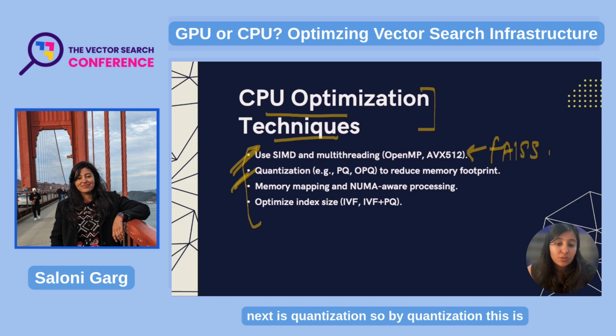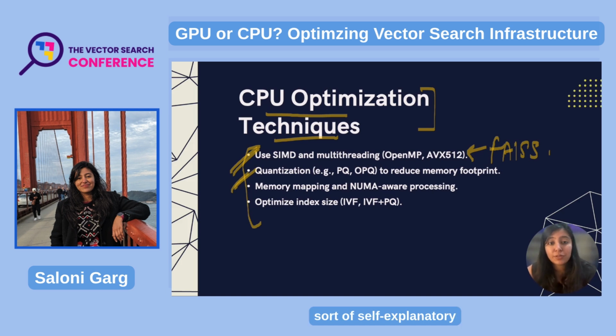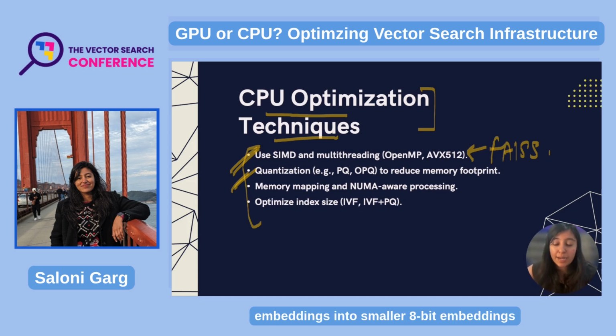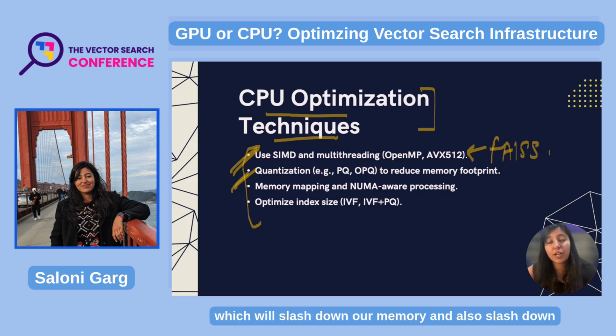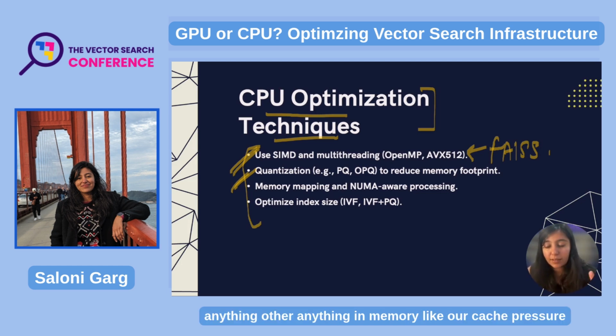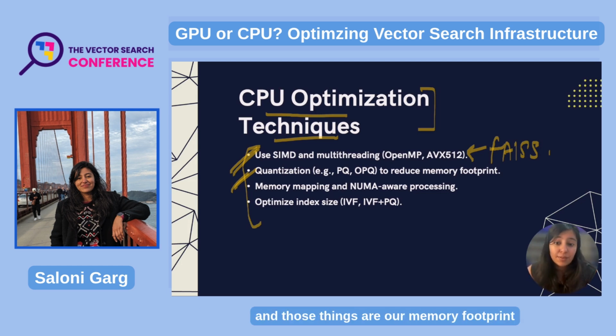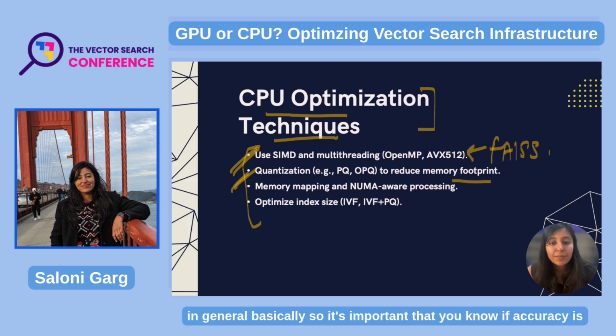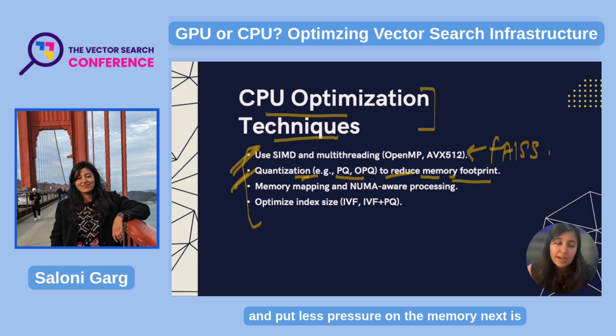Next is quantization. This is sort of self-explanatory. We can convert our 32-bit floating point embeddings into smaller 8-bit embeddings, which will slash down our memory, our cache pressure and those things, our memory footprint in general, basically. So if accuracy is not super important, then we make use of quantization and put less pressure on the memory.